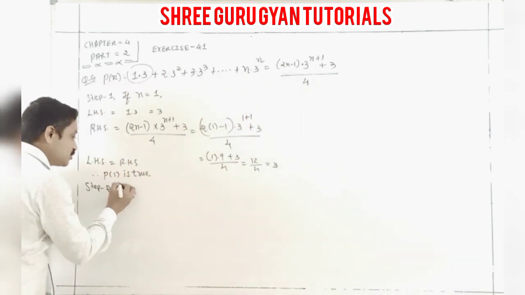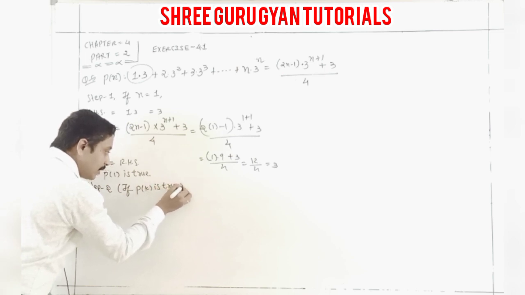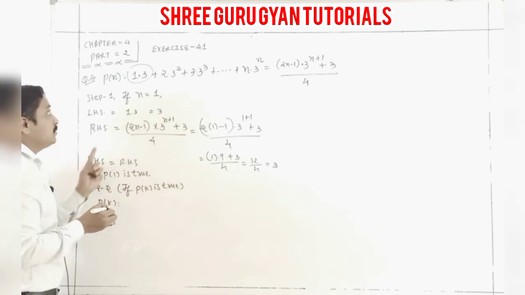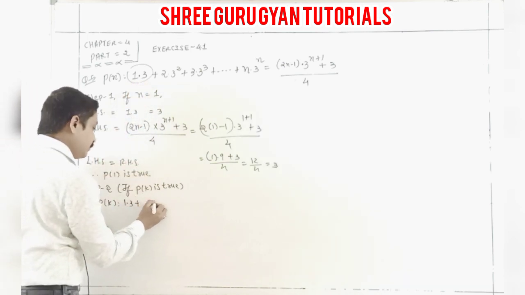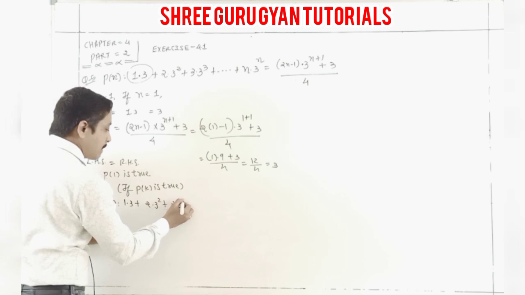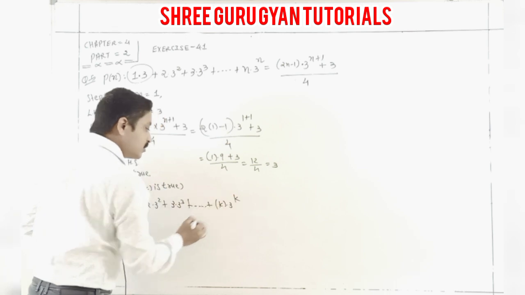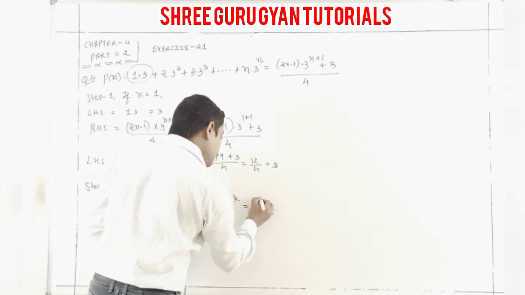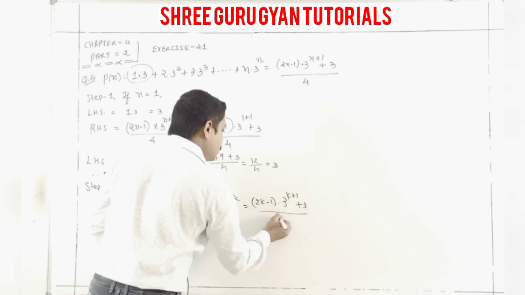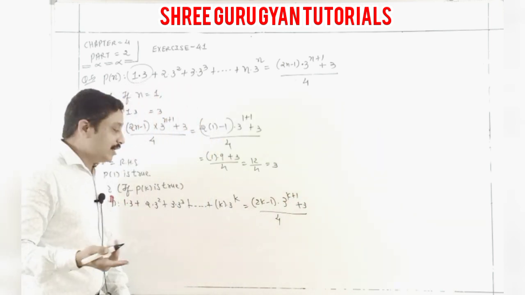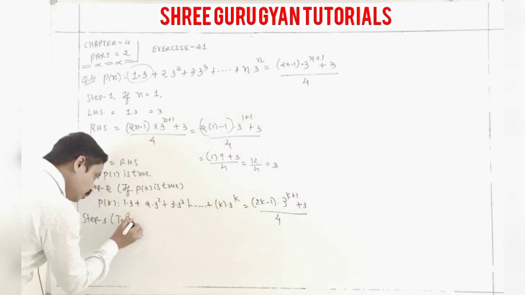What is step 2? If Pk is true, this P of n, I translate in k: 1 into 3, 2 into 3 square, 3 into 3 cube, up to k into 3 raised to k, is equal to the same: (2k minus 1) times 3 raised to k plus 1, plus 3, by 4. Now, students, I am moving ahead. Step 3, which is to prove.